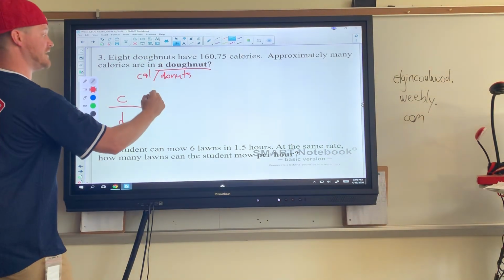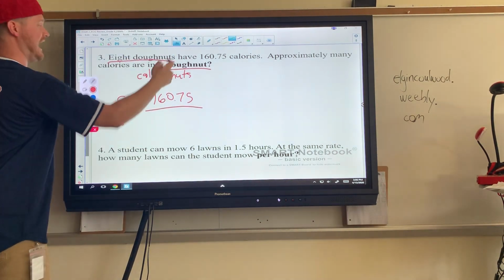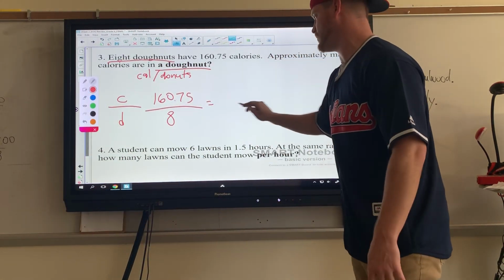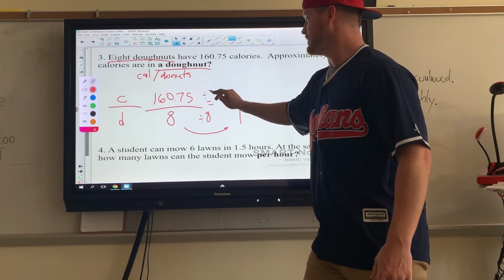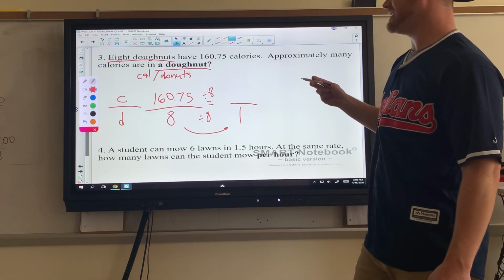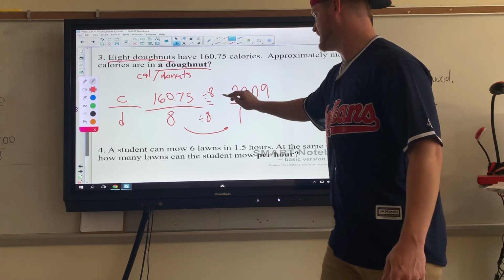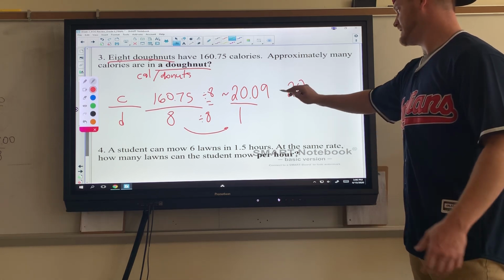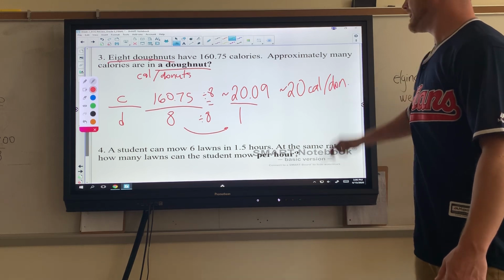Plug it in, we have 160.75 calories in 8 donuts. We're looking for just one. A donut just means one of those. So we're dividing by 8 to get down to 1. What I do top to the bottom is 160.75 divided by 8 gives us 20.09 approximately. 20.09, or you would just say 20 calories per donut.